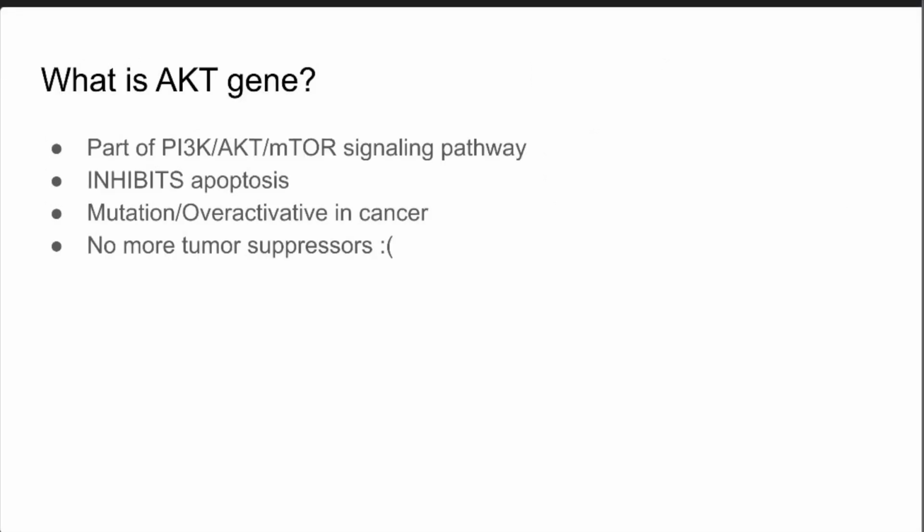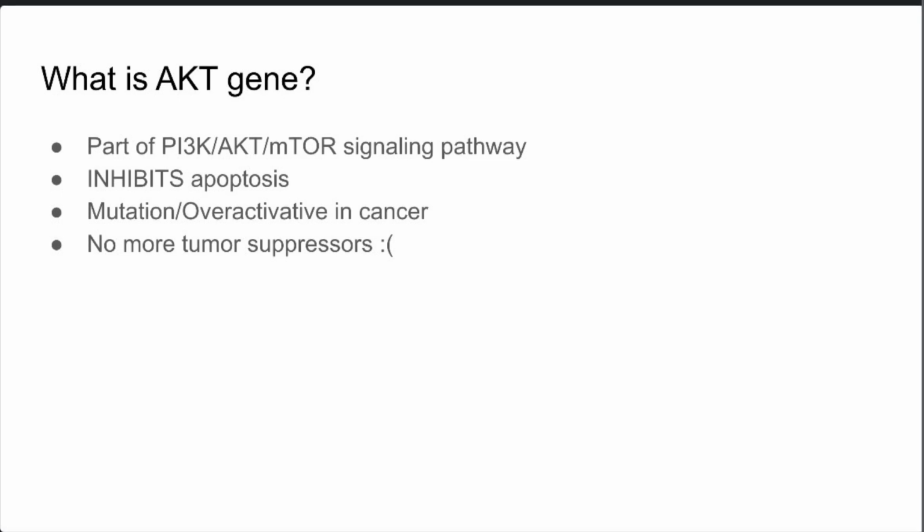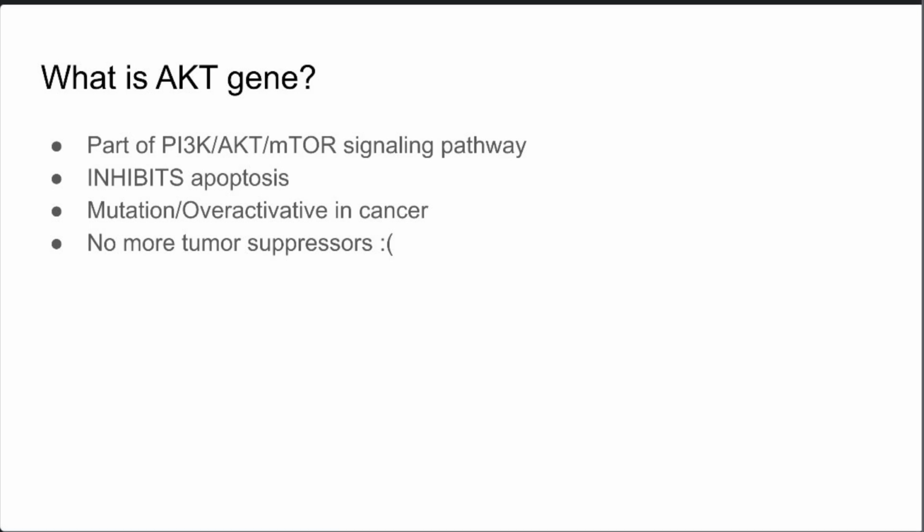The AKT gene, part of the PI3K, AKT, and mTOR signaling pathway, helps regulate important cellular processes like growth, metabolism, and survival. It inhibits apoptosis to make sure that the cell survives under stress, and it controls the cell cycle for proper growth and division. However, in cancer, AKT is often mutated or overactivated, leading to uncontrolled cell growth and resistance to cell death.